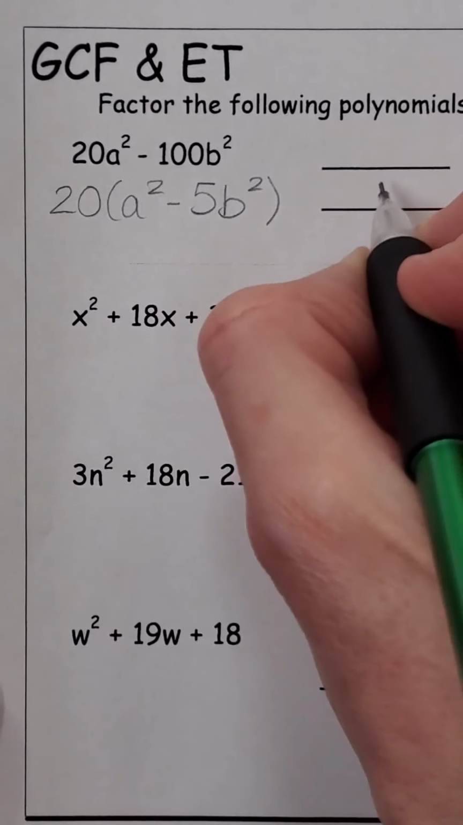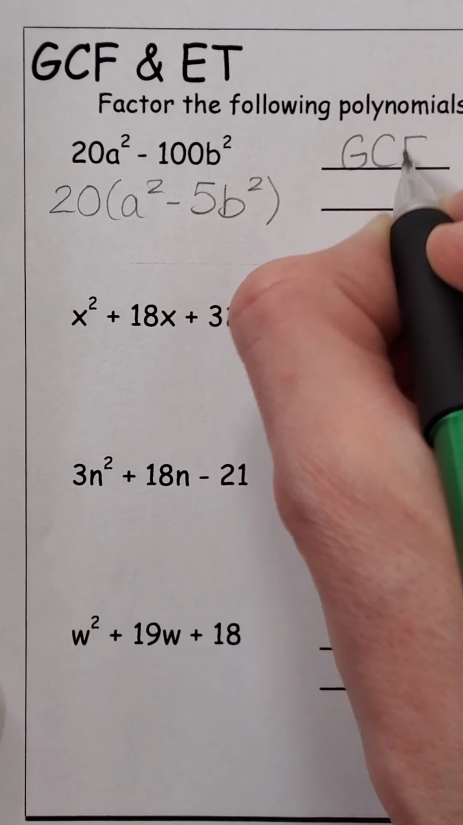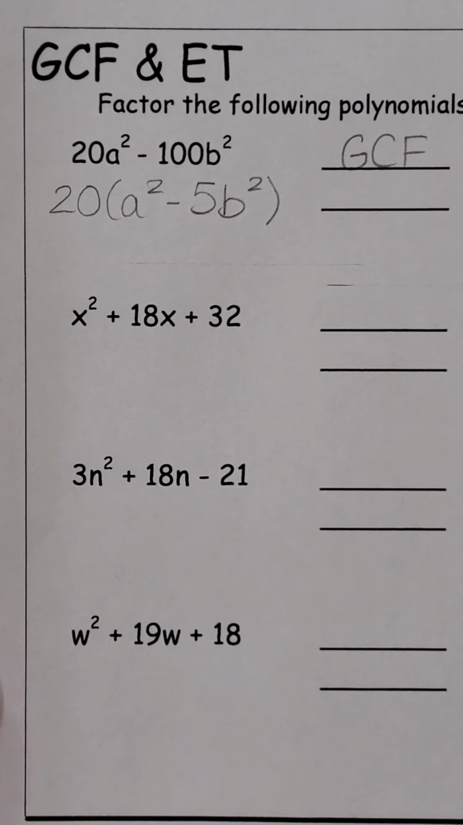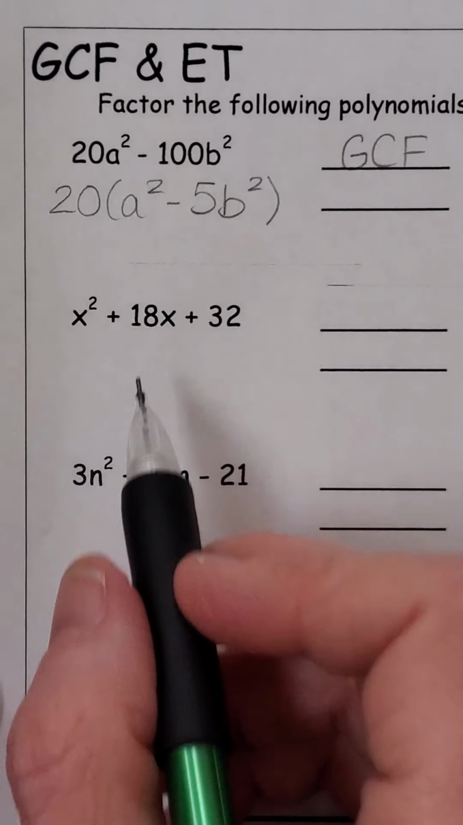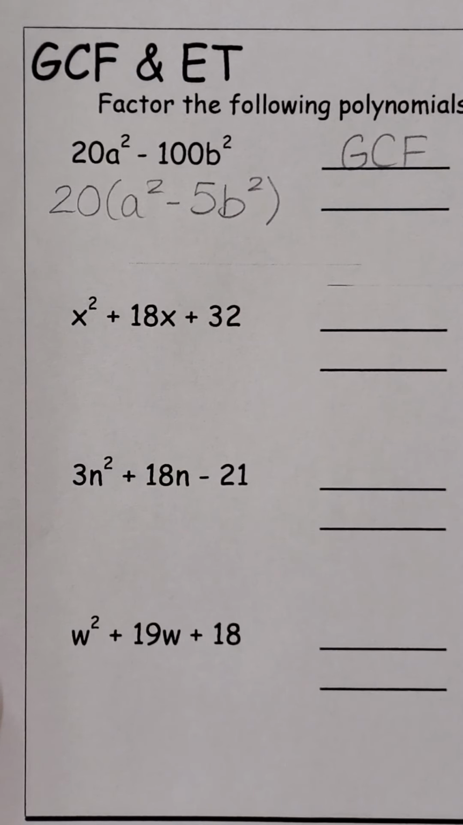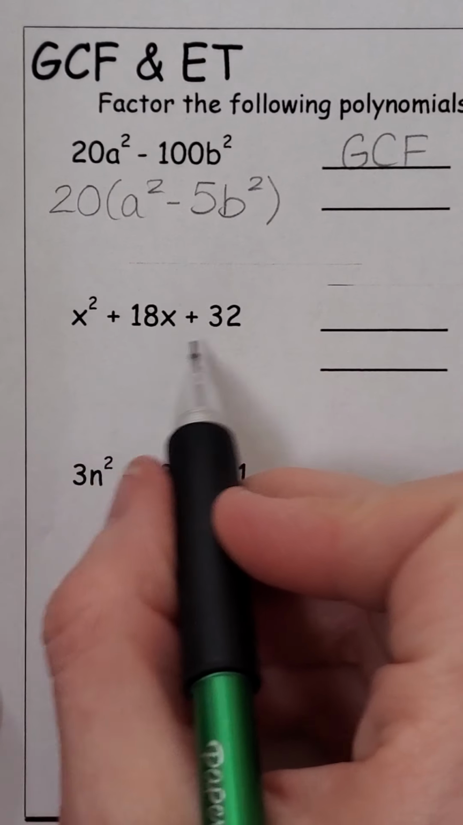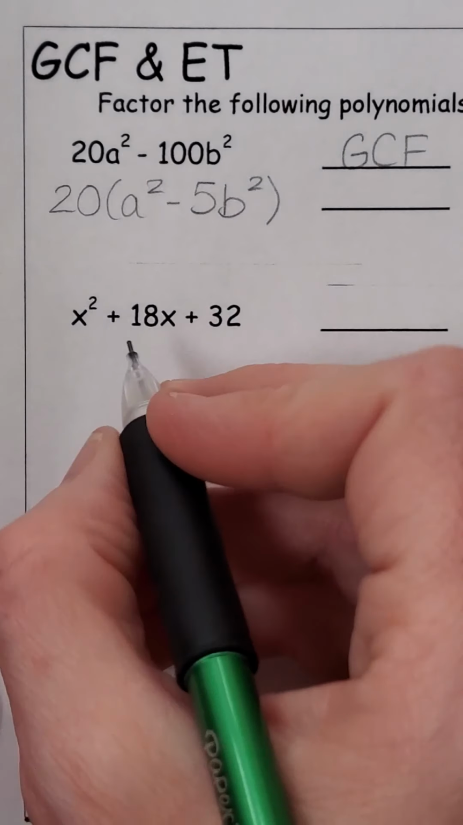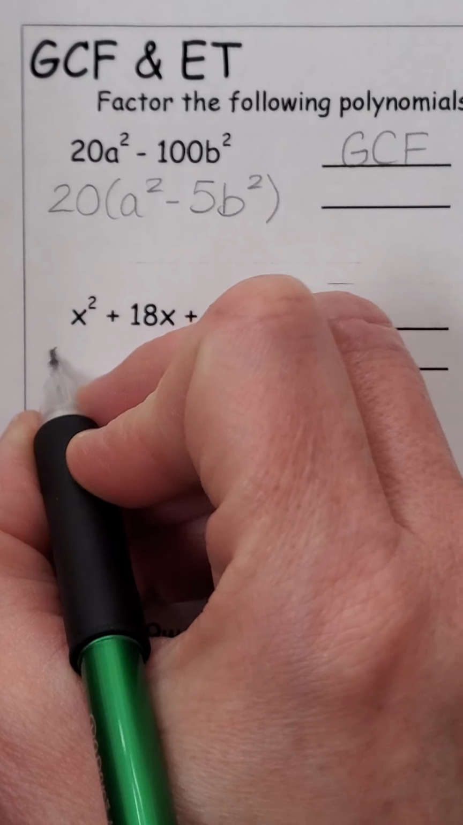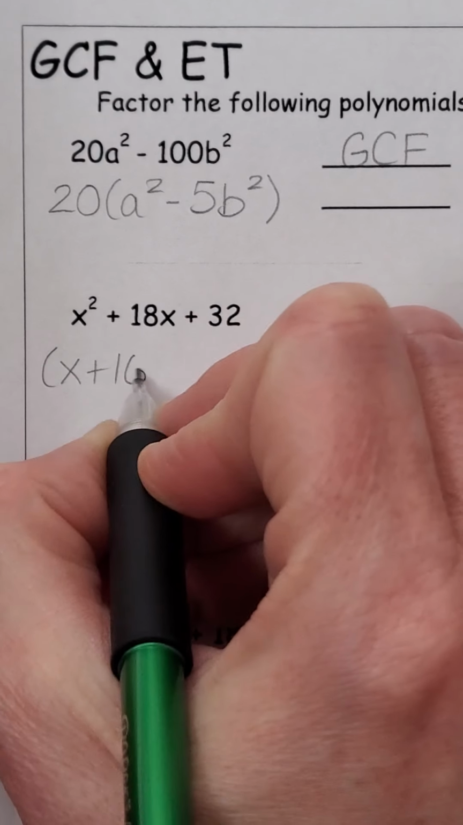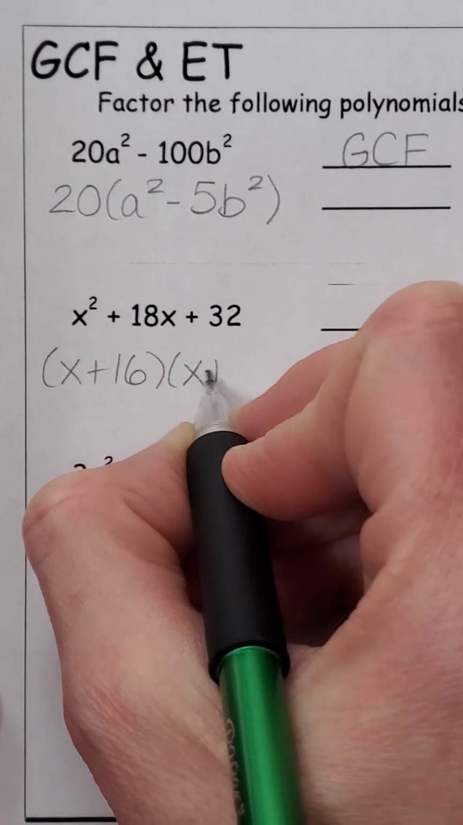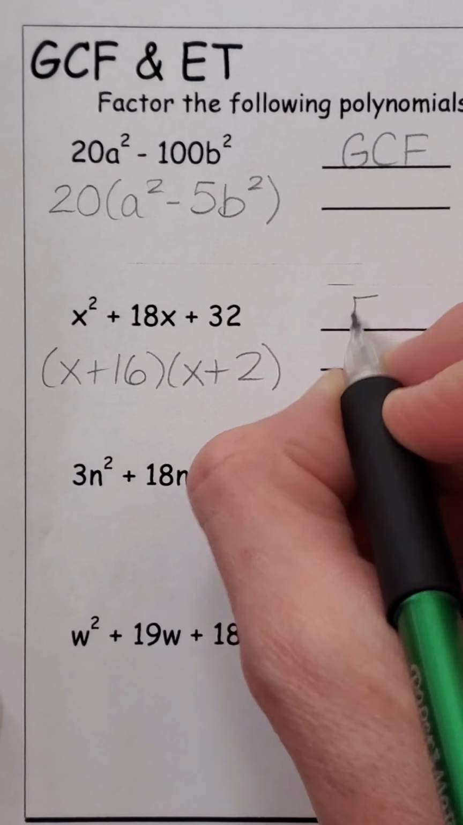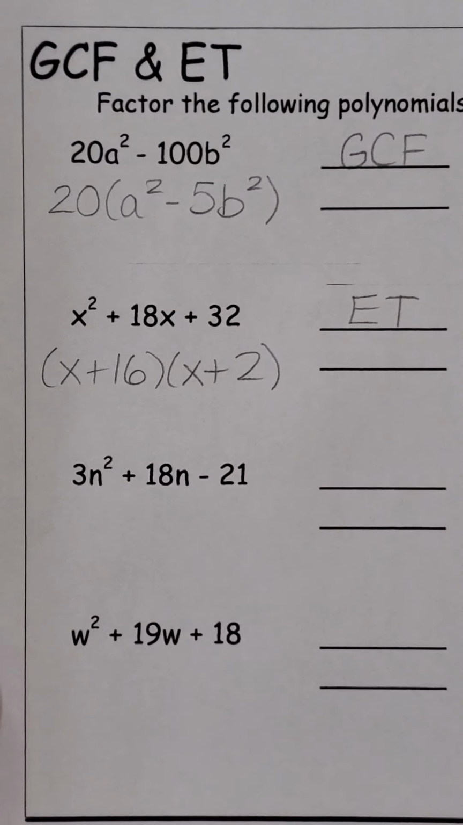And then, of course, in the blank, we write GCF. Next one, so there is no GCF. So we want to find two factors of 32 that add up to 18. And so that'll be x plus 16 and x plus 2. And, of course, we'll call that an ET.